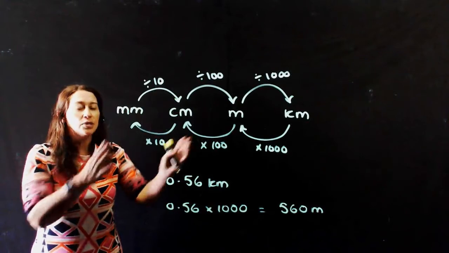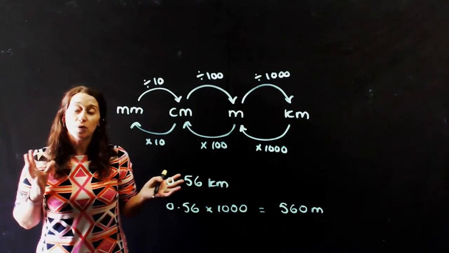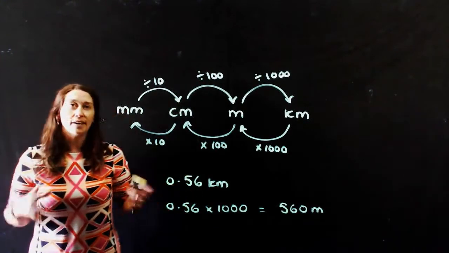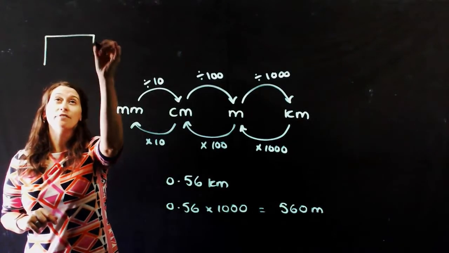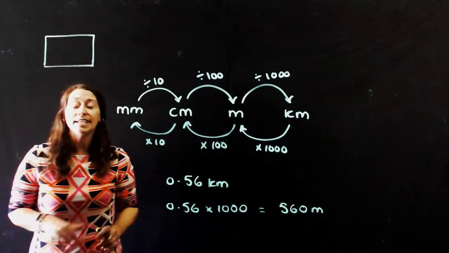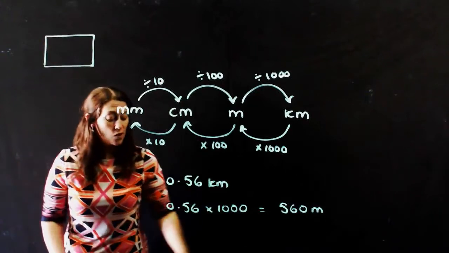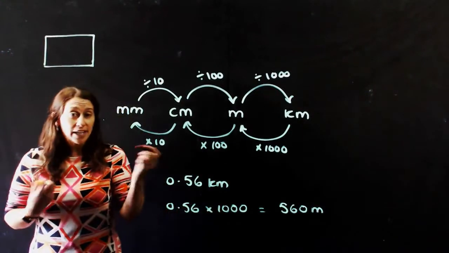Now let's talk about a use for this. A use for this is finding the perimeter of a shape. Perimeter is the distance around the outside of a shape. So for example, if I had a rectangle and I needed to work out its perimeter, as long as we had some measurements, let's make some measurements up.